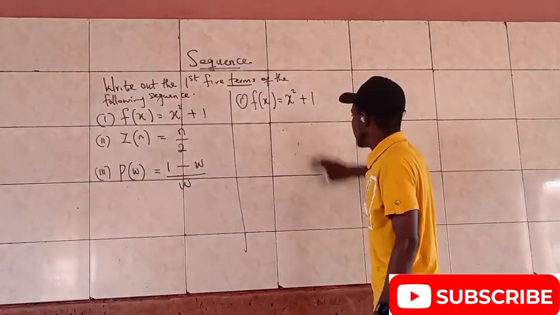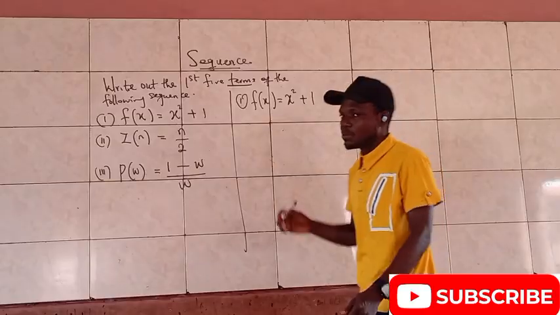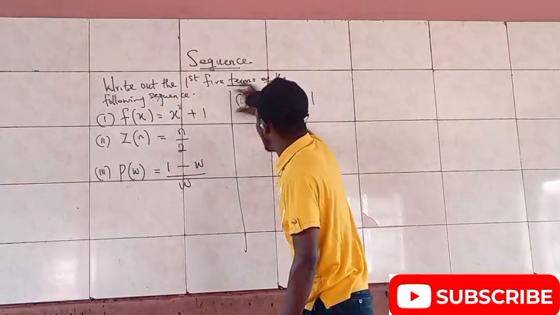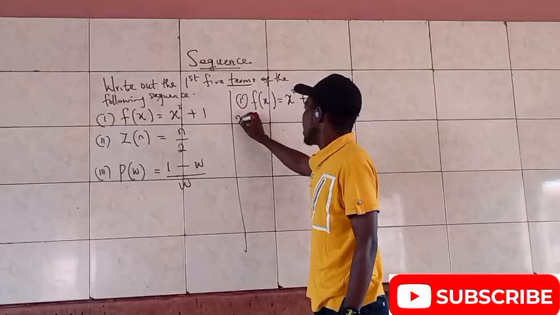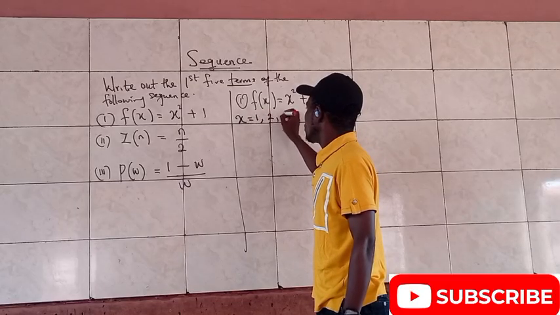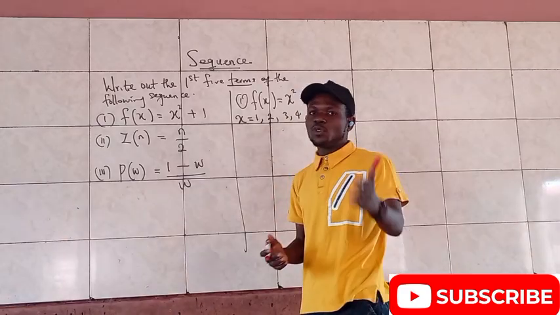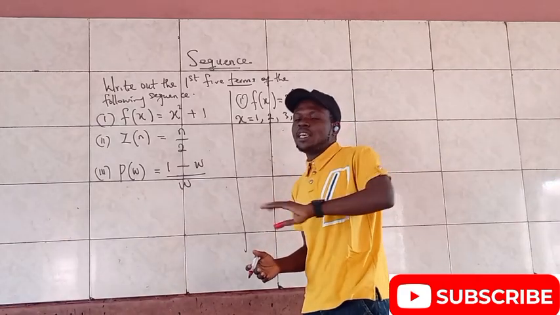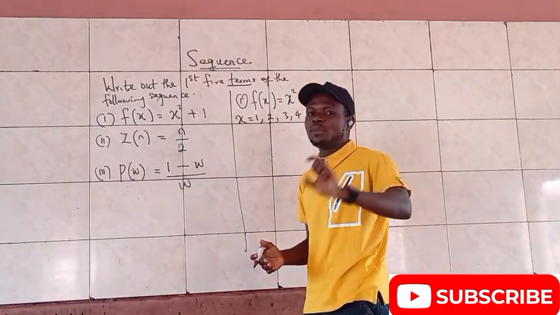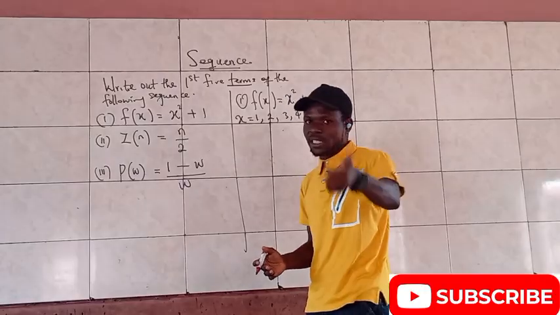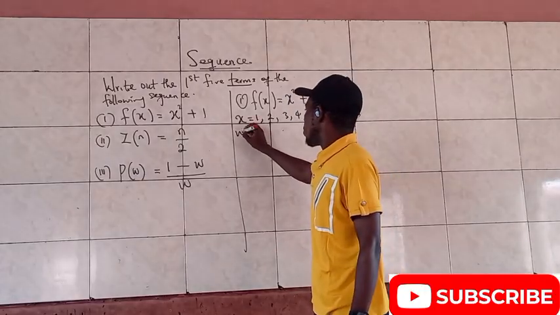So that being said, let's quickly solve for the first 5 terms. I mean the first, the second, the third, the fourth, and the fifth term of this sequence. So I say when x is 1, 2, 3, 4, then 5, because it's the first 5 terms. If you are told the second, the fifth, and the 10th, it means you just focus on the second term, the fifth term, and the 10th term, depending on the request of the examiner.